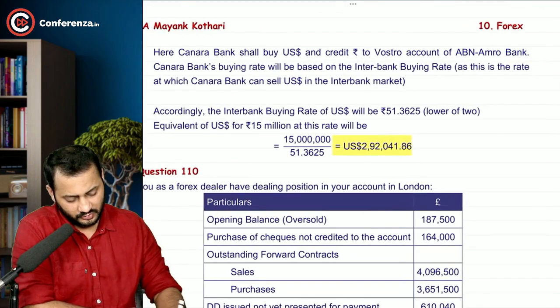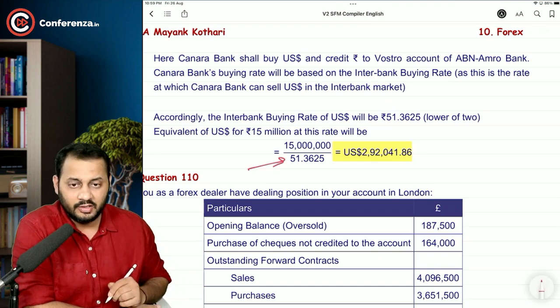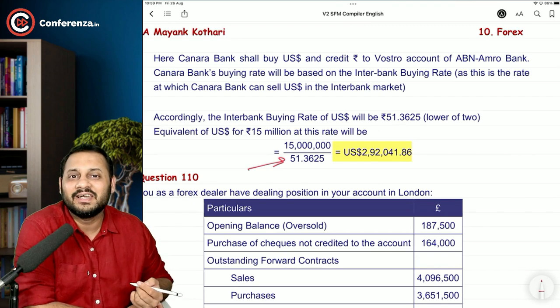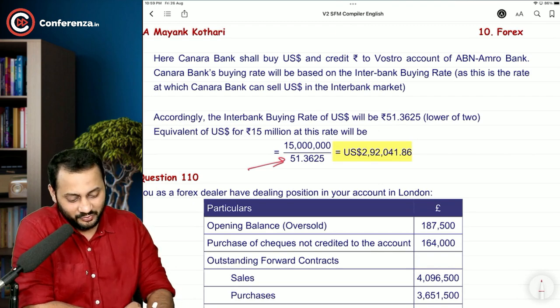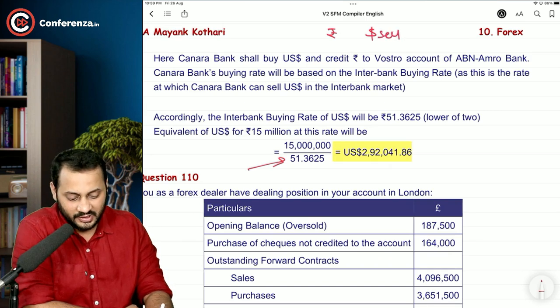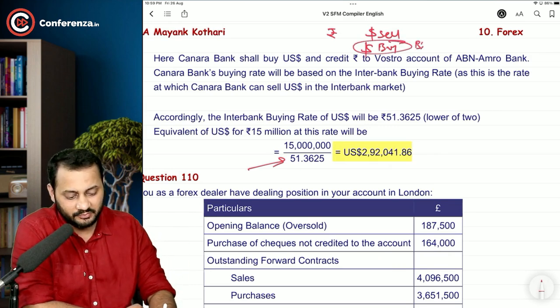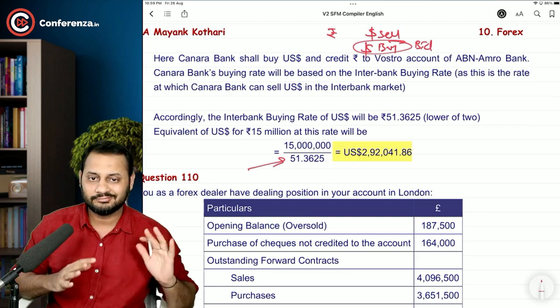See, now I am just waiting. Why? What is the trick in this question? This cannot be that easy. See, you wanted to buy rupees. That means sell dollar. And if you sell dollar, the bank will buy dollar. Dollar is the base currency in the quote. So if the bank is buying, take the bid rate. That's it. This is the answer.